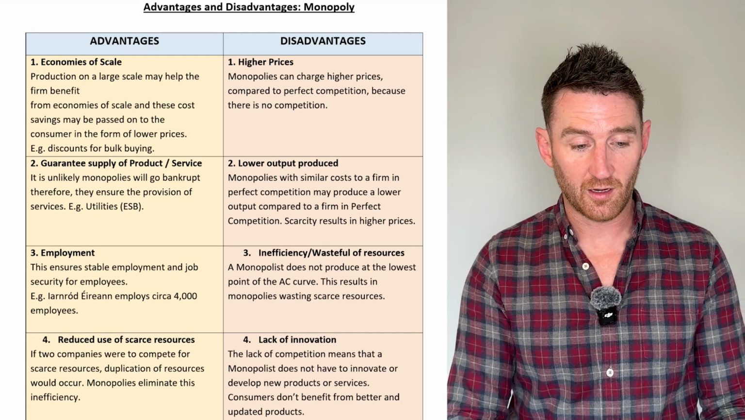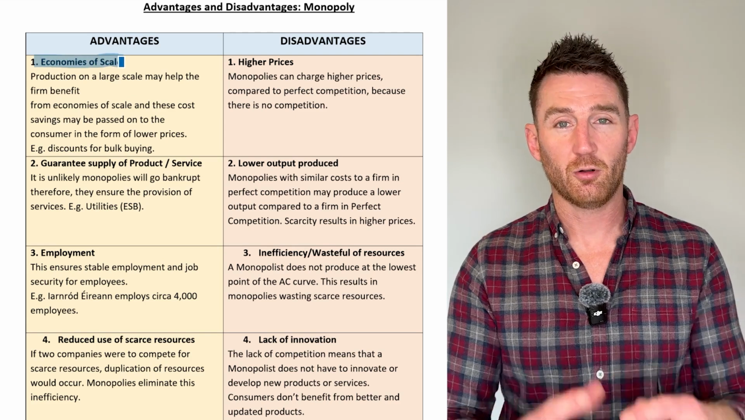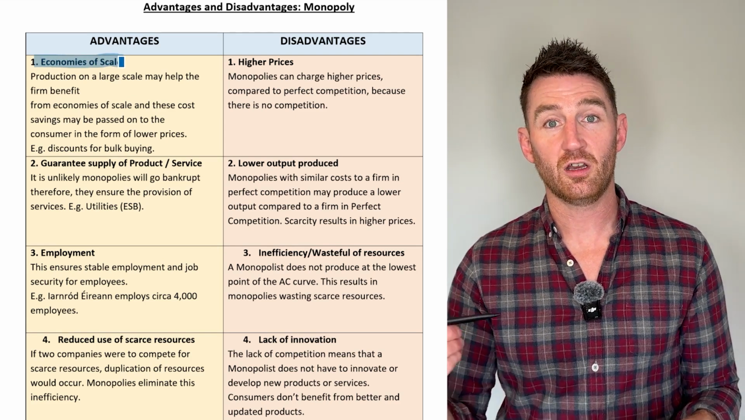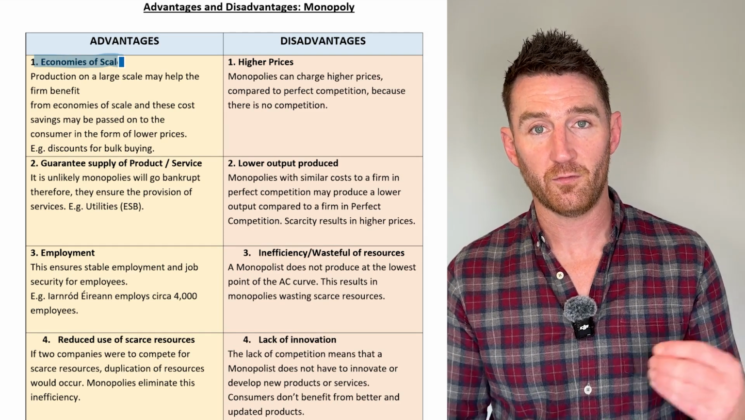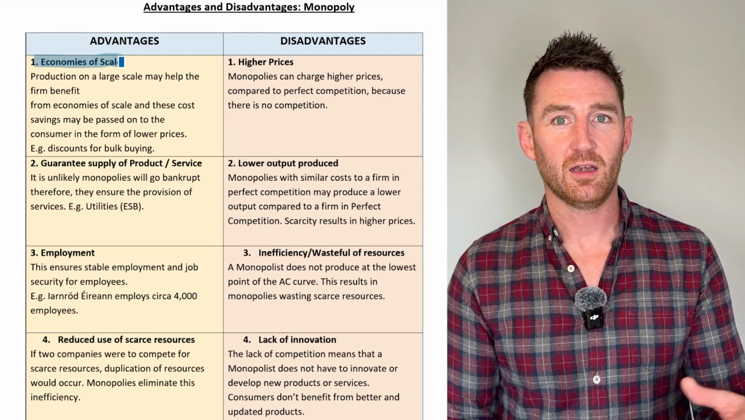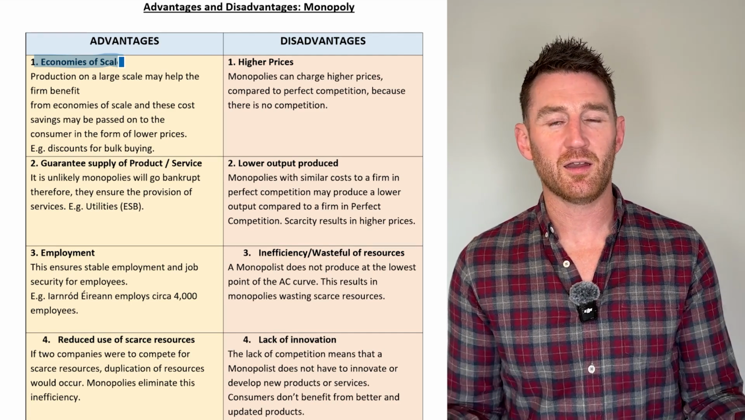Right, so the first thing you have on the advantages side, if you're looking, is economies of scale. So remember, economies of scale are the forces at work that lead to a reduction in long-run average costs of a firm as the firm grows in size. So basically, they're the things that happen to a business that lead to its average cost falling just because it's getting bigger. So you might be thinking, well, how is that an advantage?